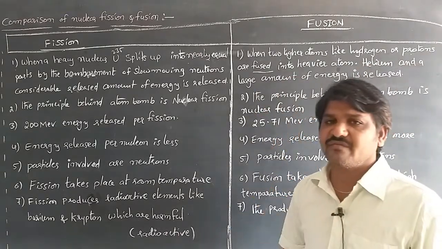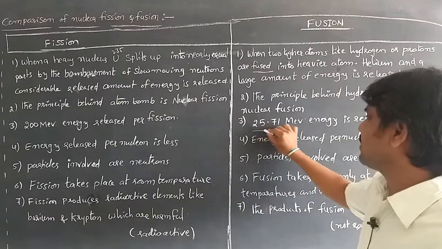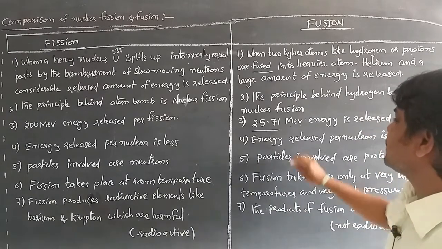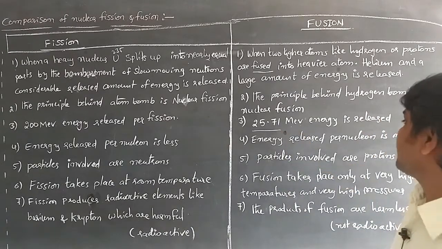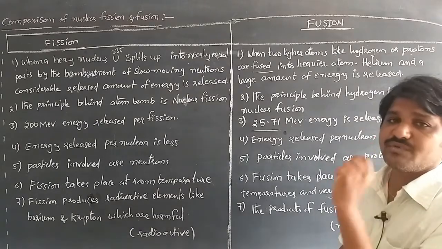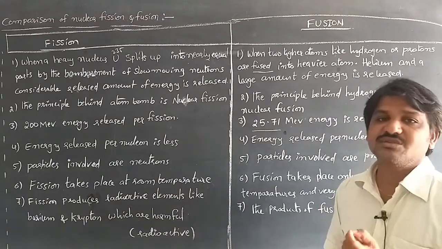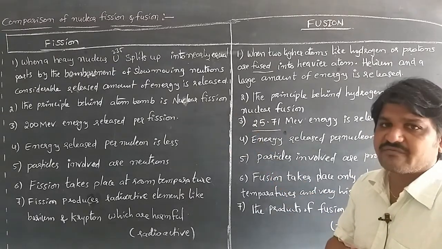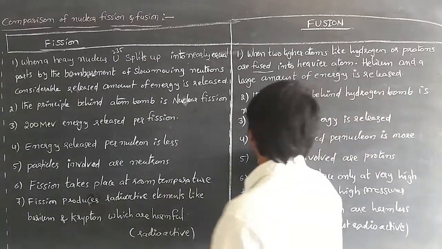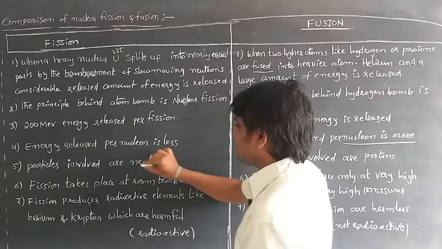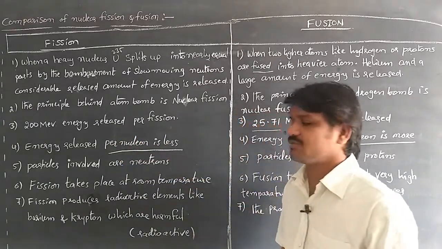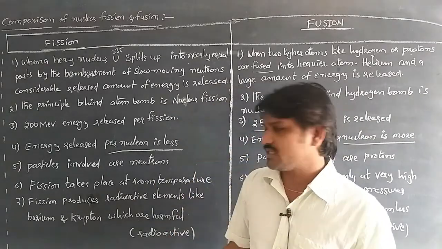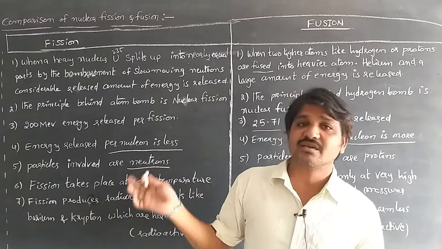About 25.71 mega electron volts of energy is released in a single fusion. So the energy released per nucleon is much more than in the fission process, where the energy released per nucleon is less. In the fission process, the particles involved are neutrons. Due to the neutrons, the fission process takes place.